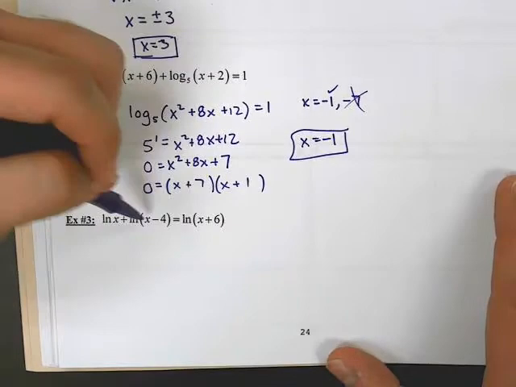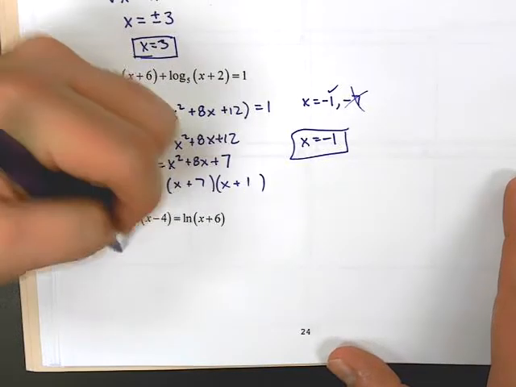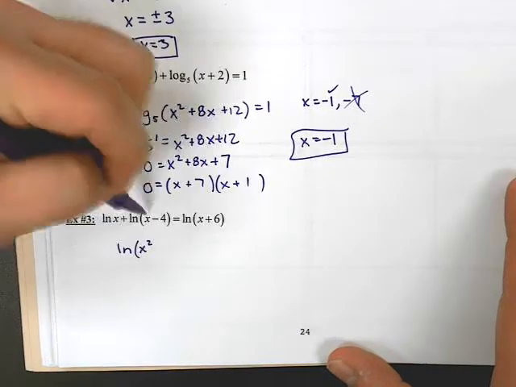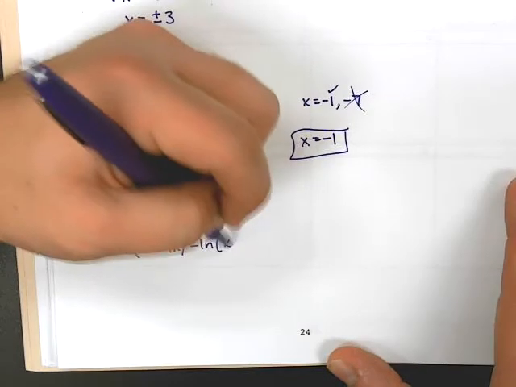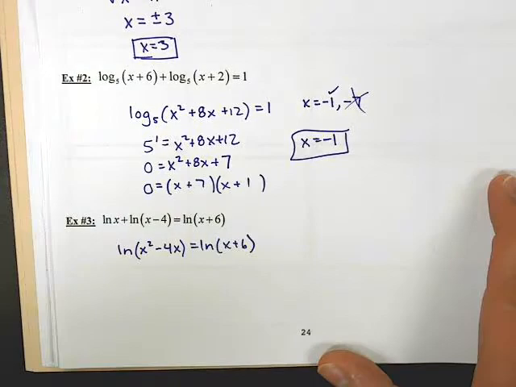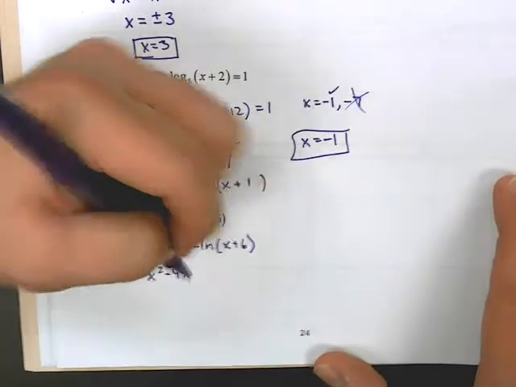Alright, ln x minus 4. Okay, so same base, addition, that means I do what with the arguments? I multiply them. So x squared minus 4x equals ln x plus 6. And now what can I do? Because I have two logarithms, same base, equal to each other, I just take the arguments and set them equal.